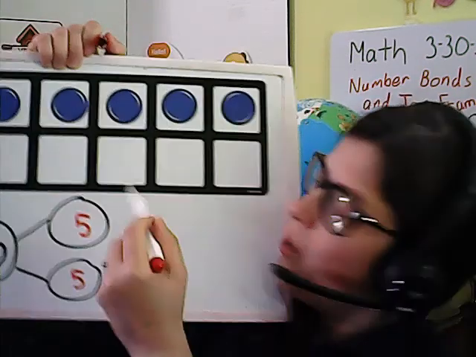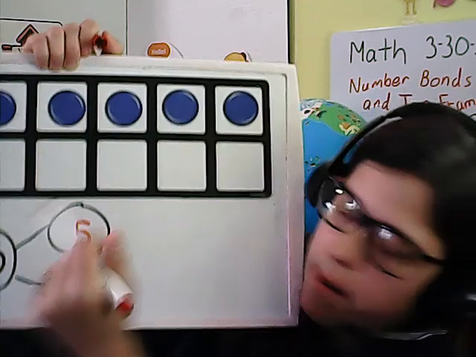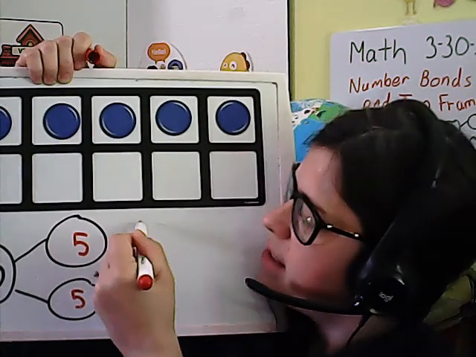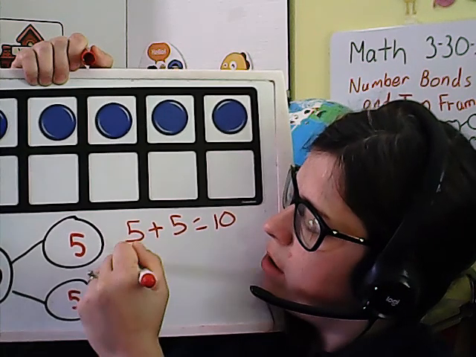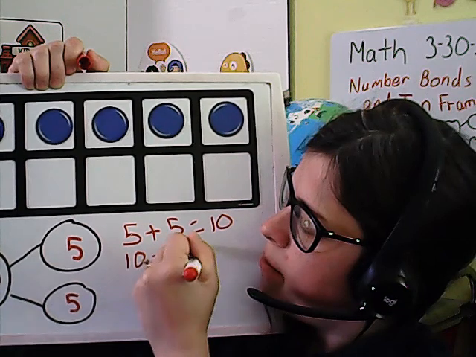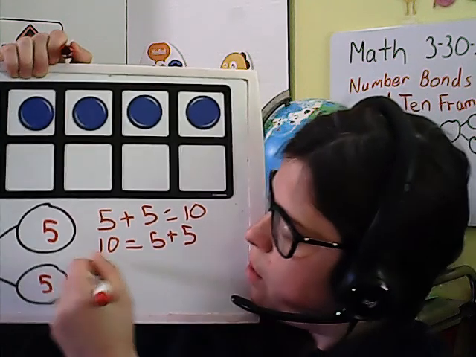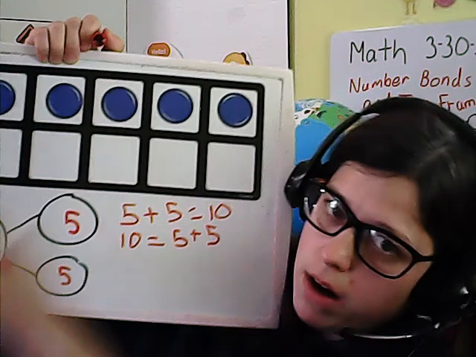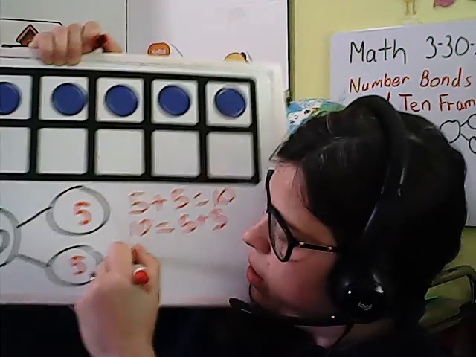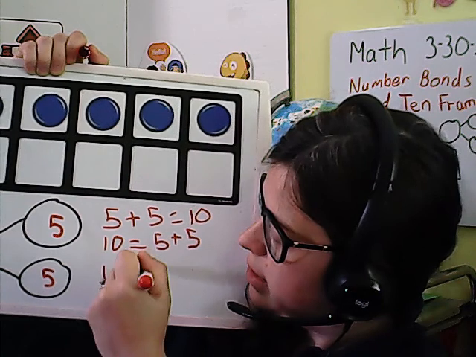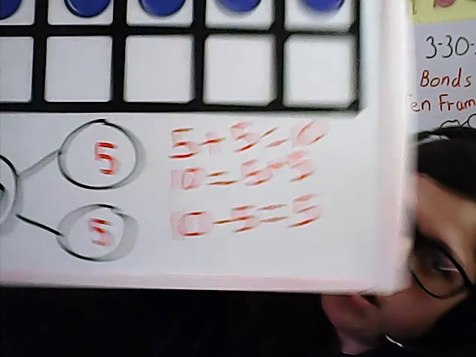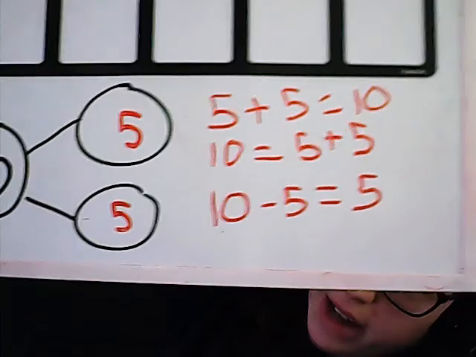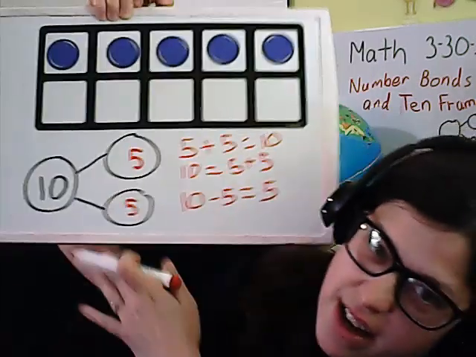I can write an equation to match my number bond and tin frame. It would look like this. 5 plus 5 equals 10. 10 equals 5 plus 5. Or I can take away a part from the whole. 10 minus 5 equals 5. Those are all correct equations that can match my tin frame and number bond.